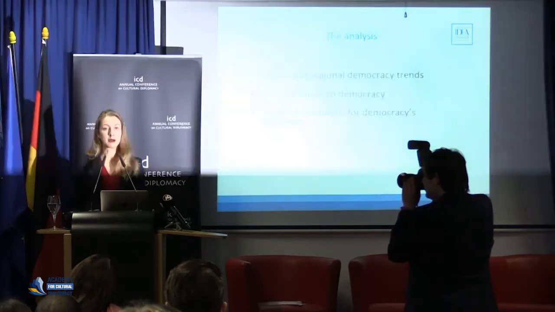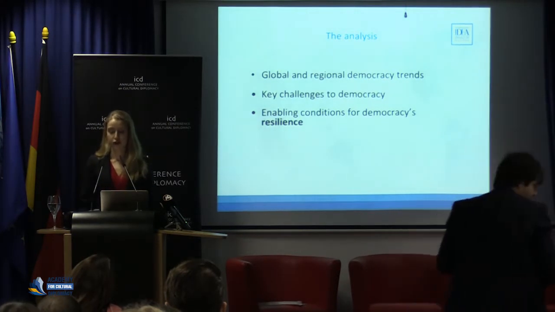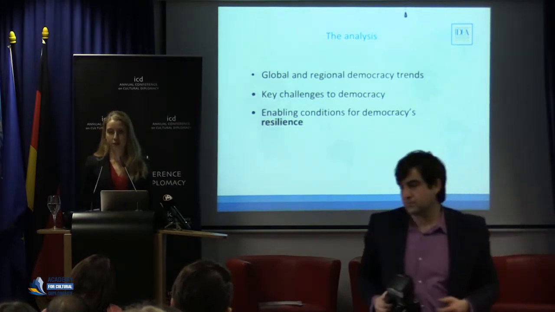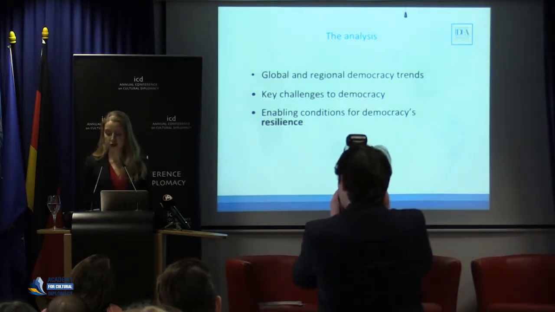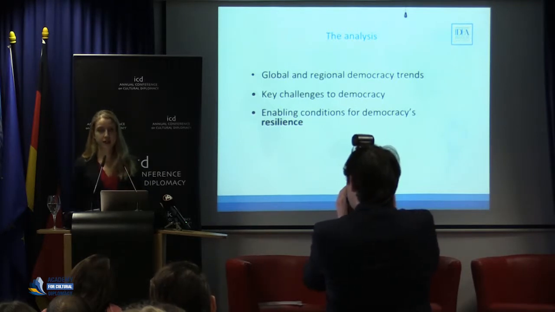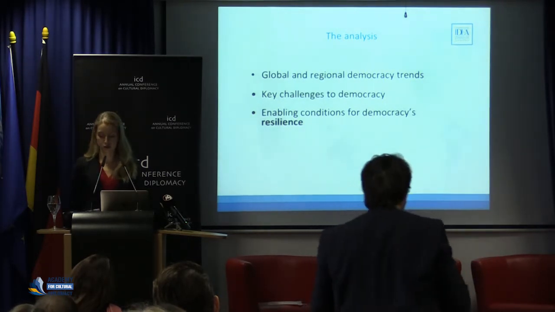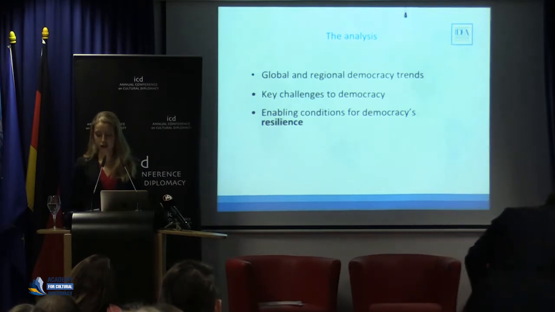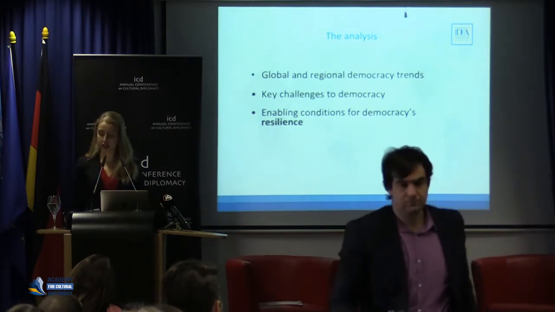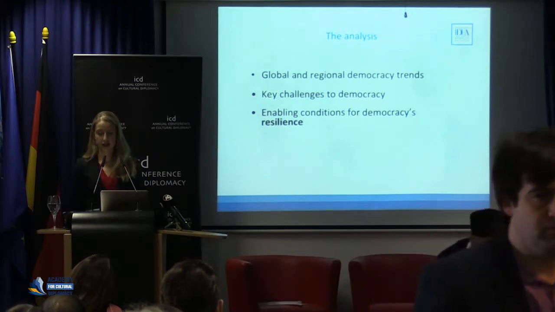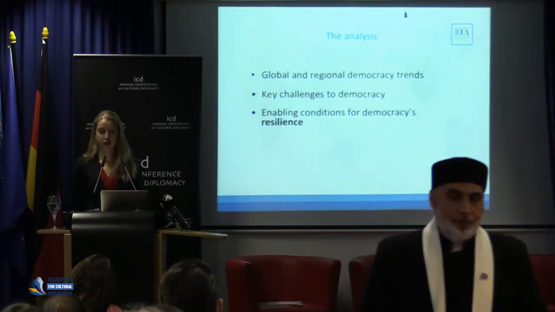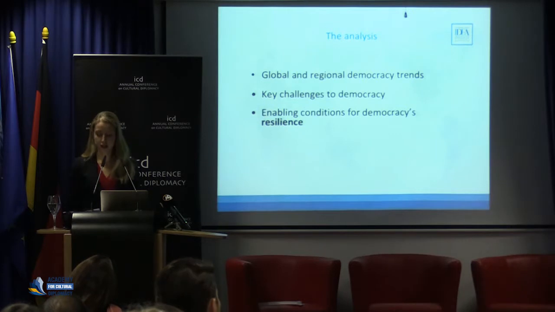So, what does the publication actually analyze? Firstly, the publication gives a comprehensive overview of global and regional democracy trends since 1975, a year which also coincides with two key UN conventions, the one on civil and political rights and on economic and social rights. Then the publication also examines some of the key challenges that democracy is facing today, including the impact of modern democratic backsliding that the Secretary General was referring to.